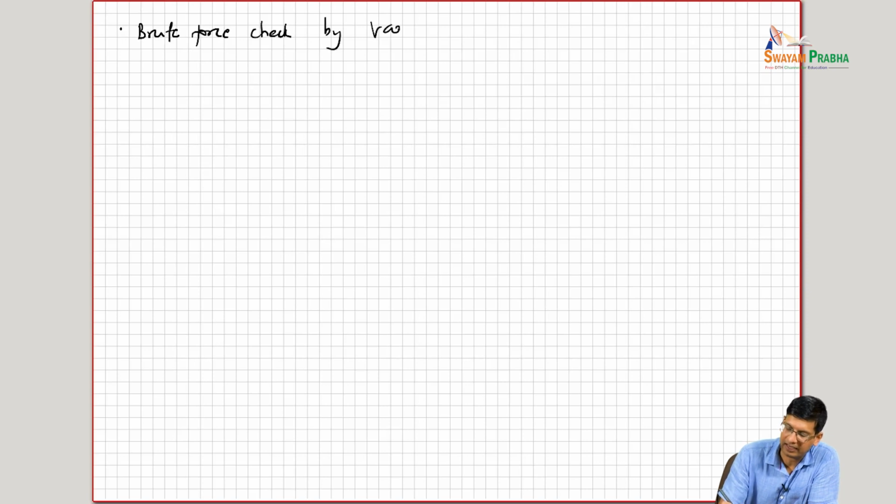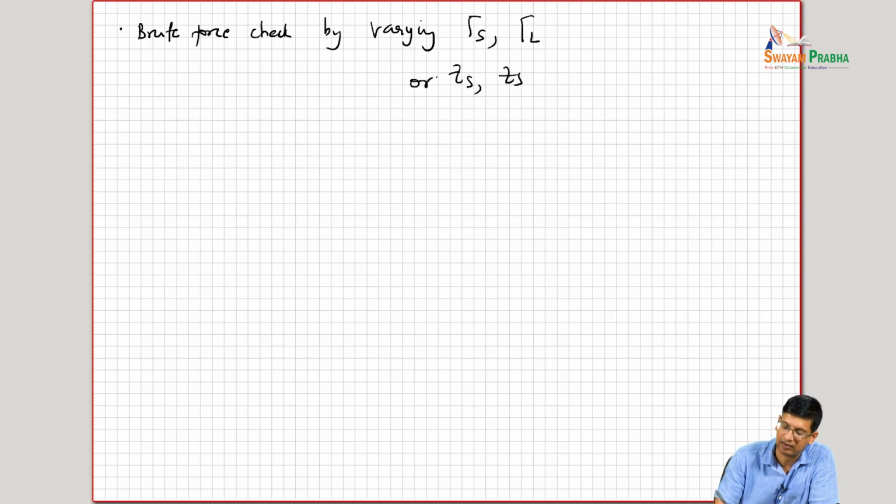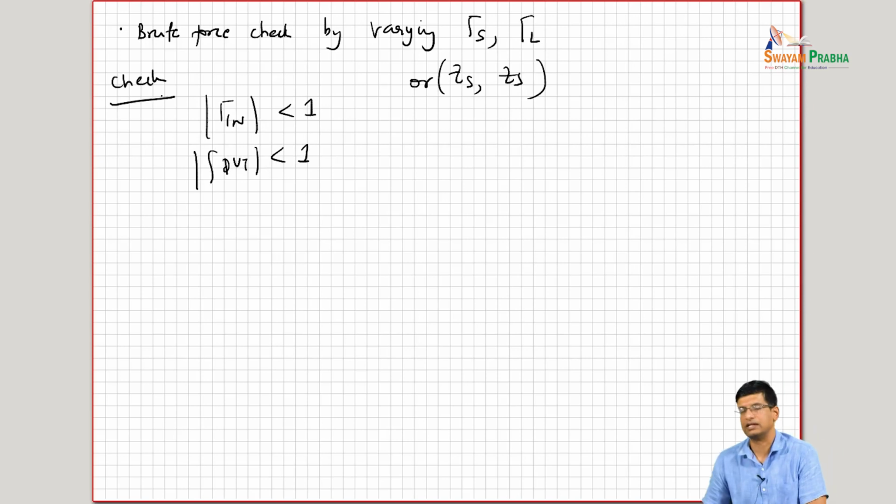By varying gamma source and gamma load, right? Or effectively, this is basically saying that you vary ZS and ZL, right? And then you keep checking to see whether the absolute value of gamma in is less than 1 and the absolute value of gamma out is less than 1, right? You check if these are true. So this is one way of verifying if things are okay, right?